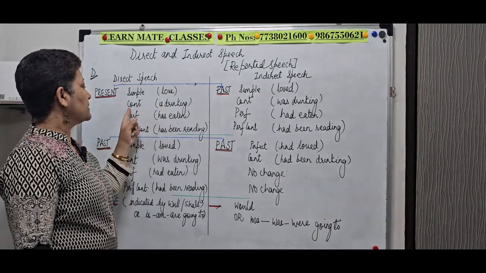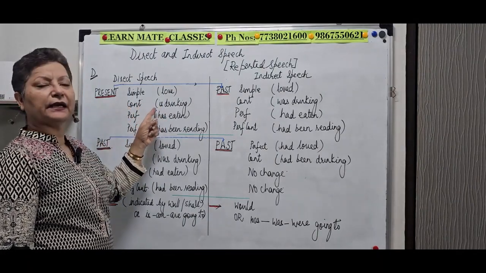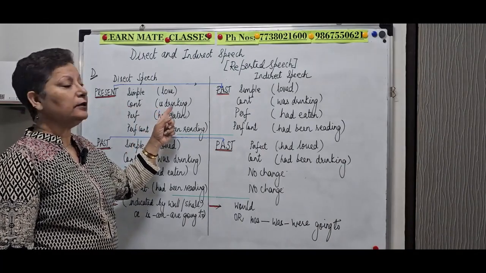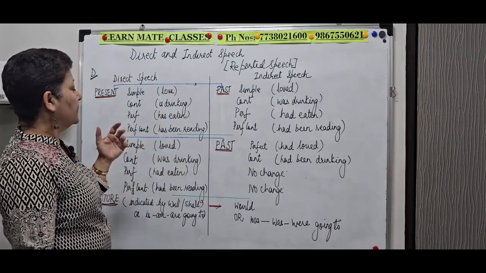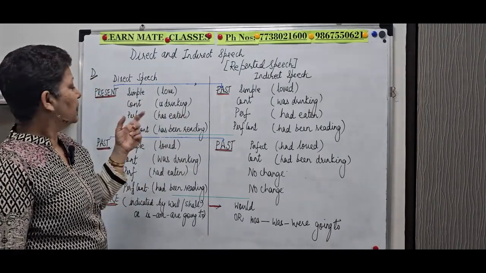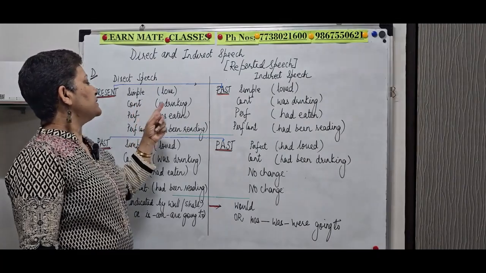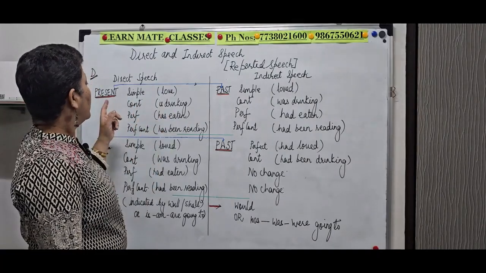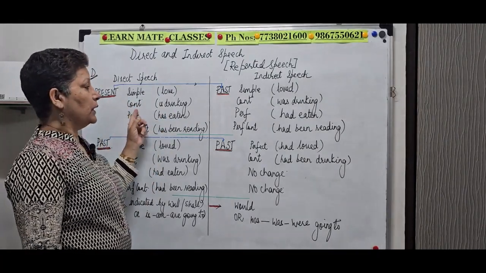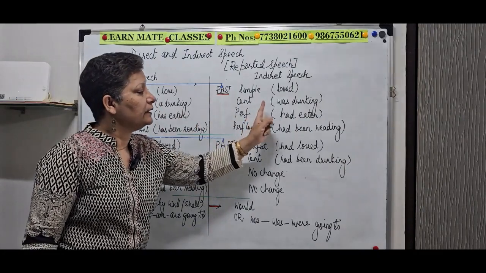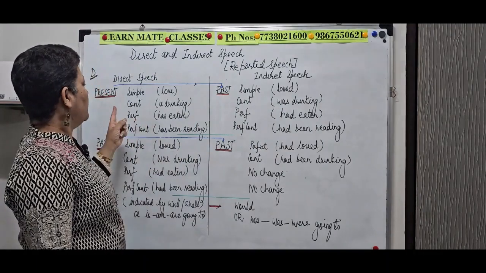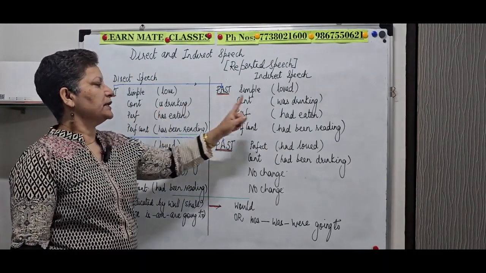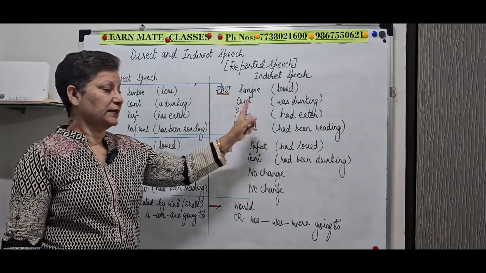Is drinking. This is the continuous. The present continuous is indicated by is, am, or are verbing. So I've taken an example of is drinking. Again, let's say Amit said to Reena, he is drinking water. So Amit told Mona that he was drinking water. So from the present continuous, it has become the past continuous.